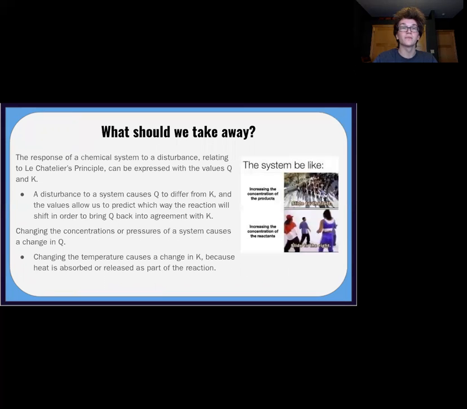What should we take away? The response of a chemical system to a disturbance relating to Le Chatelier's principle can be expressed with the values Q and K. A disturbance to a system causes Q to differ from K, and the values allow us to predict which way the reaction will shift in order to bring Q back into agreement with K. Changing the concentrations or pressures of a system causes a change in Q. Changing the temperature causes a change in K, because heat is absorbed or released as part of the reaction.